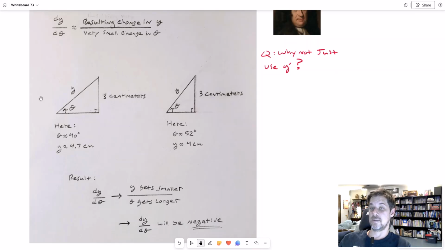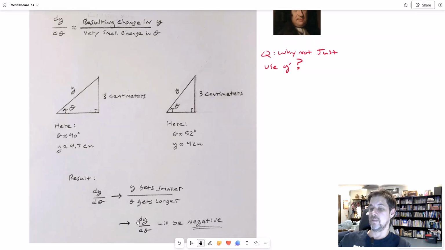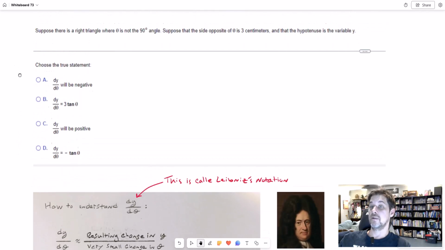I can see right there, with my measurements, I could even just imagine this triangle in my head. Maybe you could do that too. So yes, y will get smaller as theta gets larger, and that means dy over d theta will be negative. So that's how I know that it's going to be A. Now, why it's not B or D is that these formulas just don't correspond to the situation. We'll see in some other examples how that is.